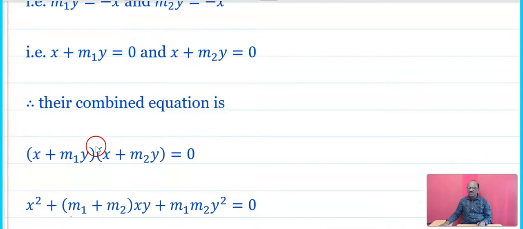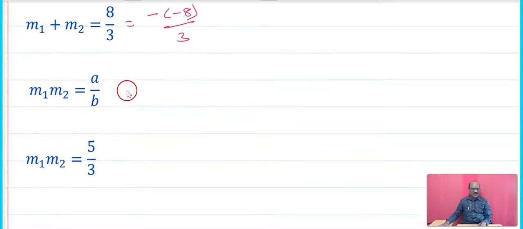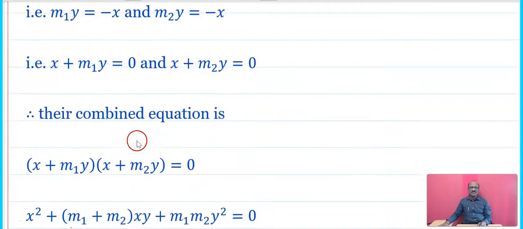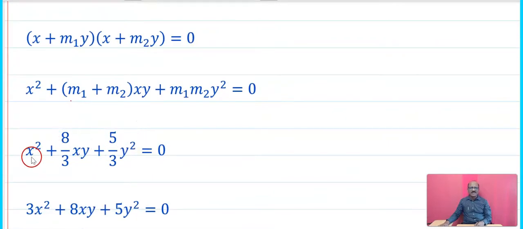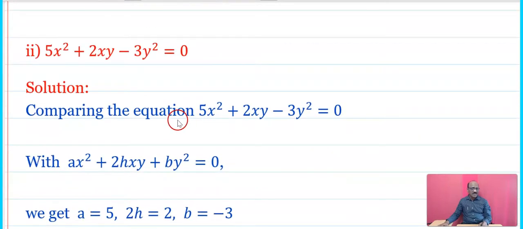Now what is the sum of the slopes? m1 plus m2 we have calculated is 8 upon 3 and the product is 5 by 3. Therefore here is x square plus 8 upon 3 xy plus 5 by 3 y square is equal to 0. Multiply the whole equation by 3 and then you will get 3x square plus 8xy plus 5y square is equal to 0.